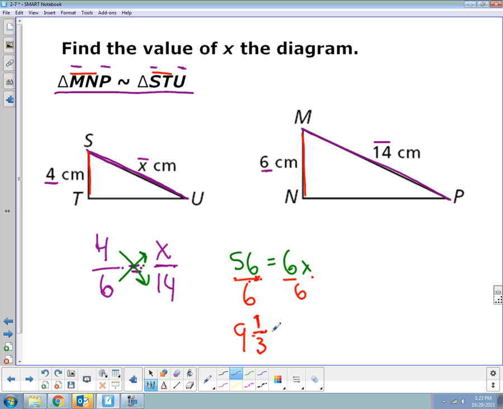Whew, that was a long process. 9 and 1/3 centimeters. Again, if you used a calculator and you saw that it was 9.3 repeating, we could certainly say 9.3 repeating centimeters, and you'd have the same answer. So again, to set up the proportion, read from left to right, match up the corresponding sides, the sides that match, and then cross multiply and divide.